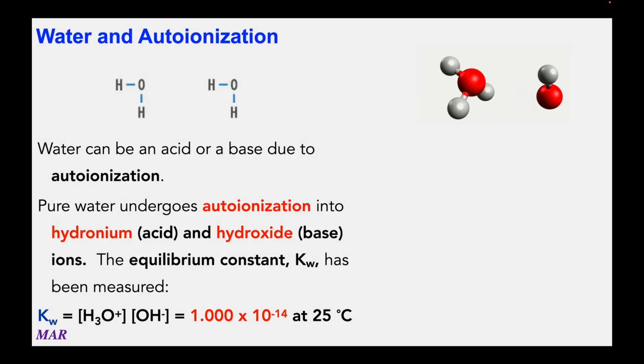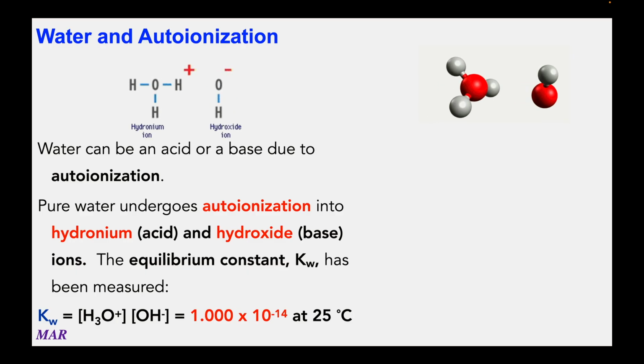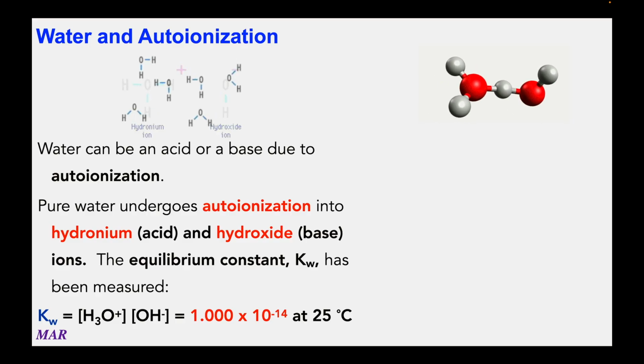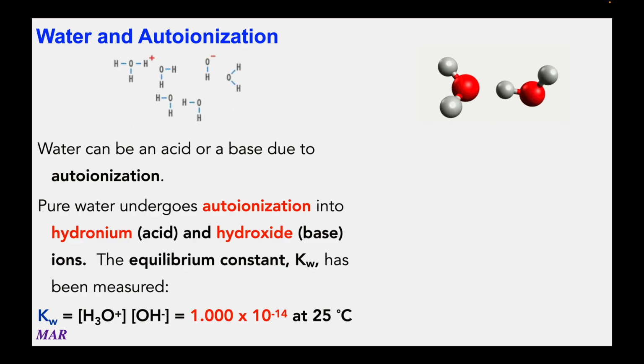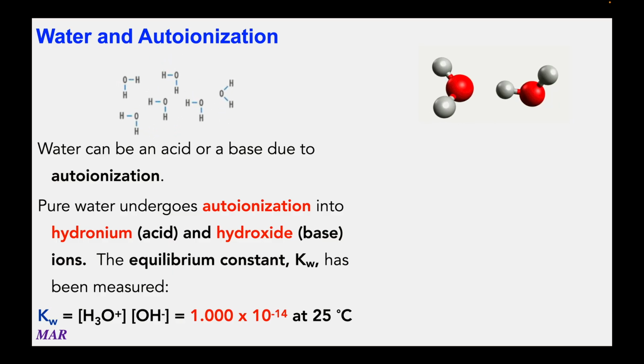Without the addition of any other substances, two water molecules can interact with each other to produce a hydronium ion and a hydroxide ion by transfer of a proton from one water molecule to another. This process is called autoionization.